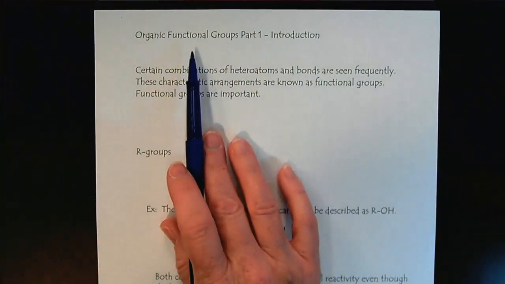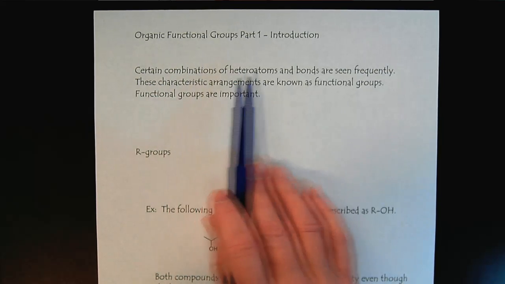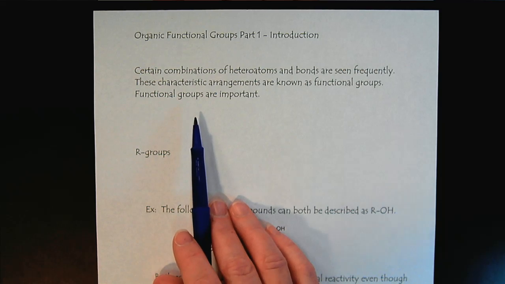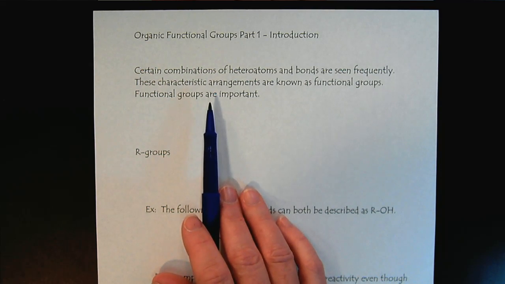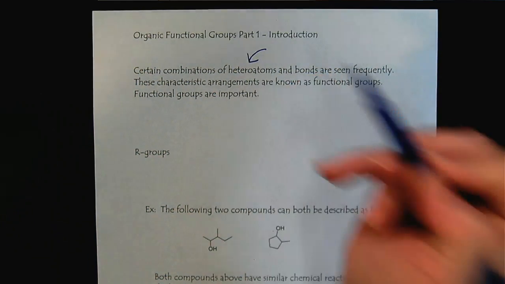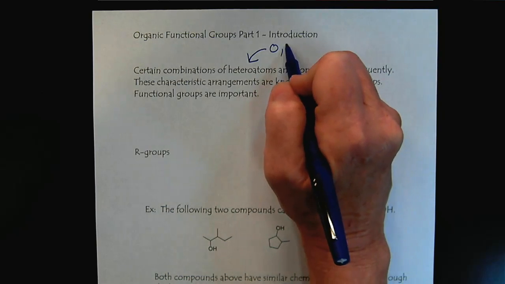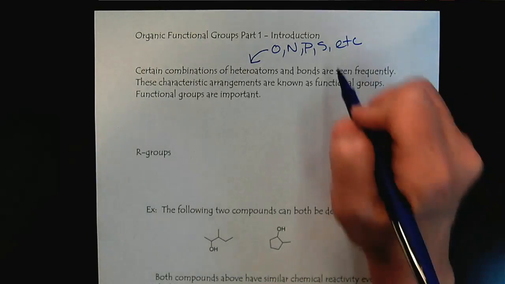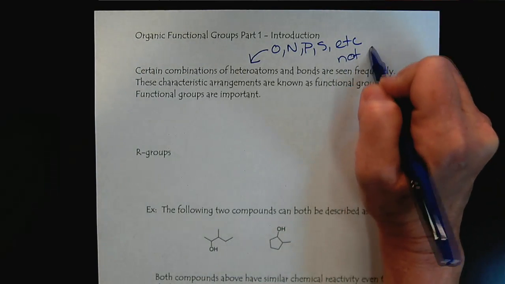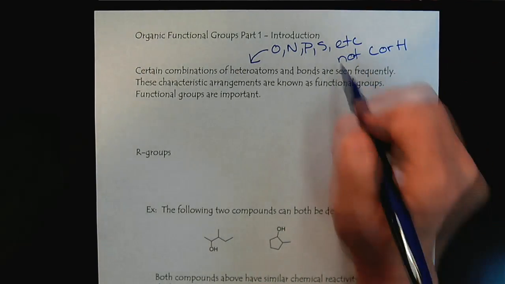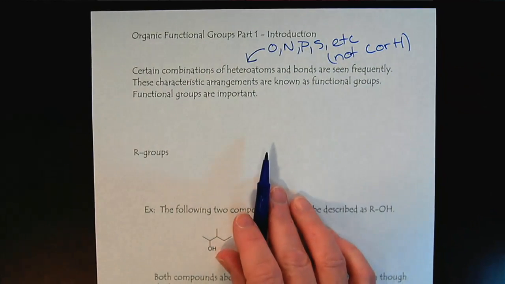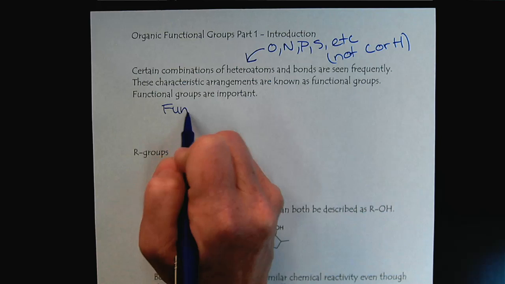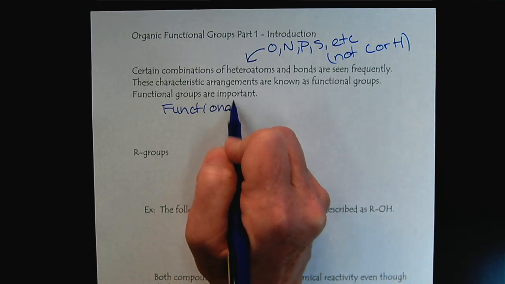Alright, so functional groups are certain combinations of heteroatoms and bonds that are seen frequently coming off of our hydrocarbon backbones. So what do I mean by heteroatoms? Oxygen, nitrogen, phosphorus, sulfur, basically anything that's not carbon or hydrogen is a heteroatom. And these are very important because the functional groups are what create biological activity.